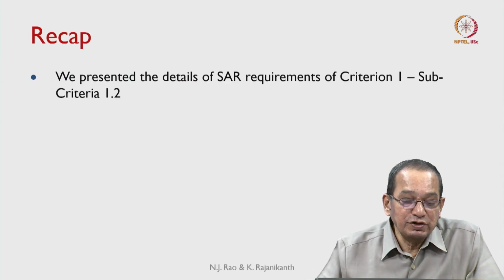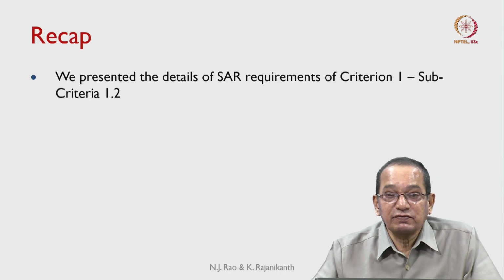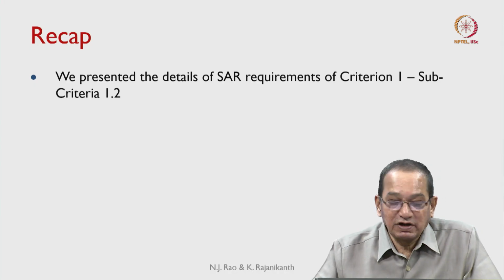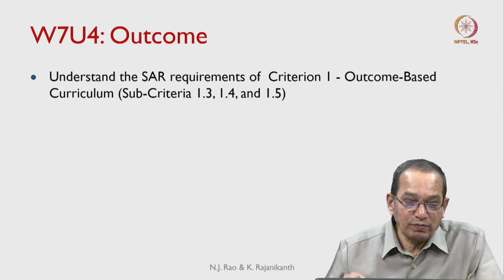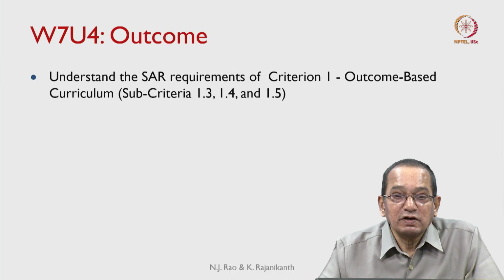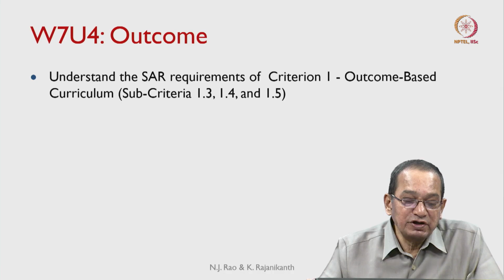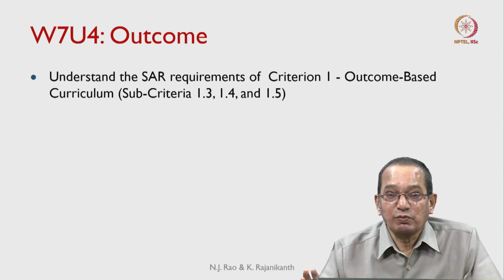In the last unit we presented the details of the SCR requirement of Criterion 1 sub criteria 1.2. The outcome of this unit is to understand the SCR requirements of the same Criterion 1, outcome based curriculum, sub criteria 1.3, 1.4 and 1.5.